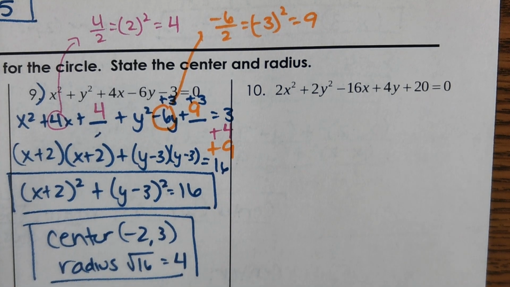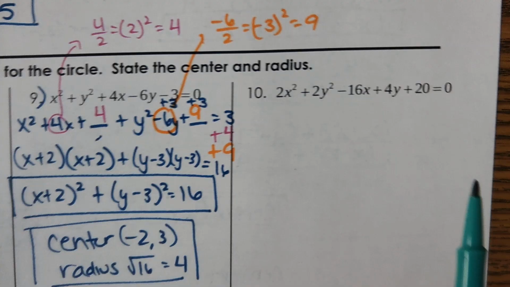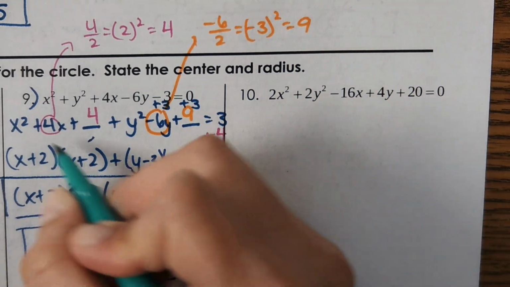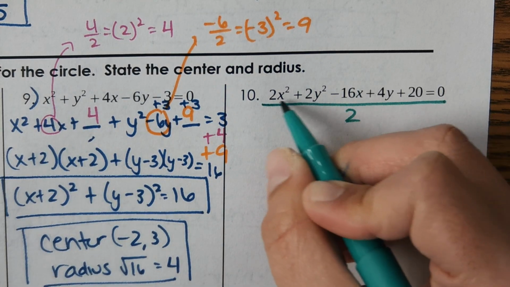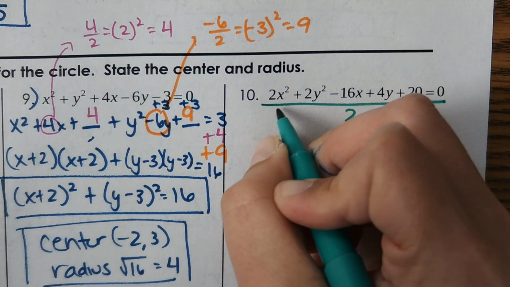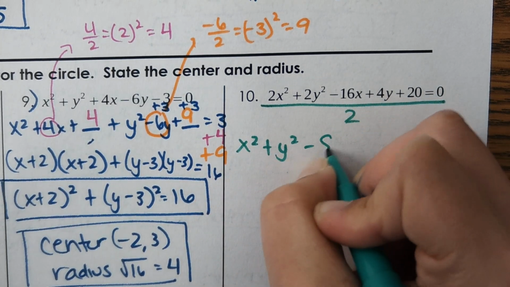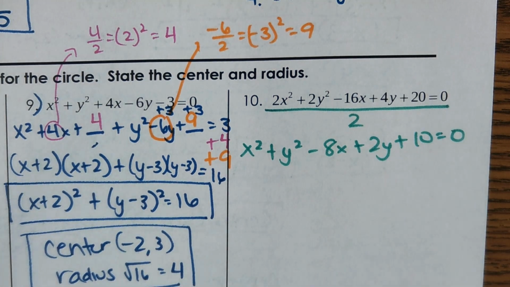This is practicing a lot of skills you'll need in Algebra 2 or Math for College Algebra 2, which is nice. Number 10 is a little bit different because before we do any of this, we just have to divide everything by 2 to simplify it. So all these terms can be divided by 2. So we'll just divide them by 2 to get it into a better format. So you get x squared plus y squared minus 8x plus 2y plus 10 equals 0.